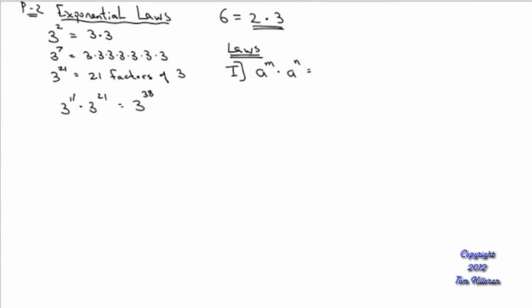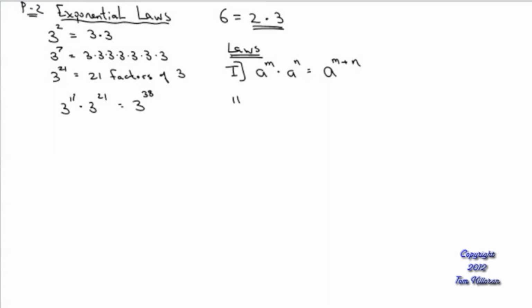So when you're working with numbers and exponents, exponents come first. You have to do something with them. The bases generally do not change ever. So this becomes a to the m plus n. Just add the exponents. That's the easy one.